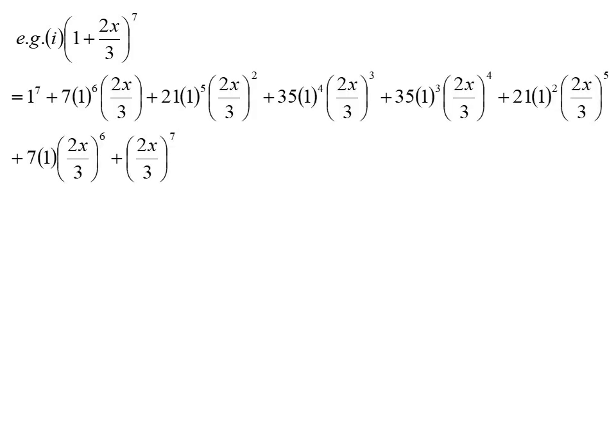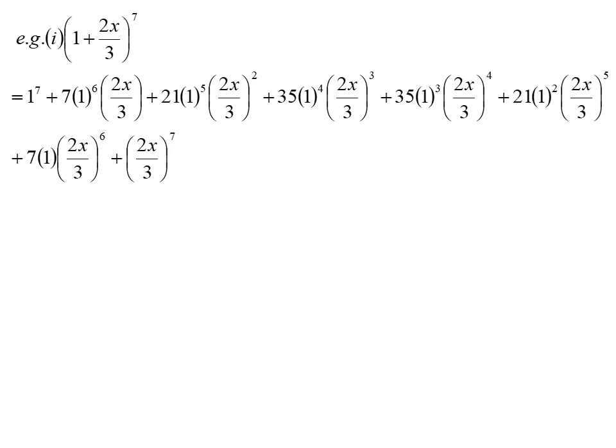So if we have to expand out 1 plus 2x all to the power of 7, I can now do it, well, for want of a better word, quite easily. Still a bit of work to do. Because all we do is we start with the first term, which is 1, raised to the power of 7. The power of 1 goes down by 1. Then the power of 2x goes up by 1. So the two powers will always add to be 7.